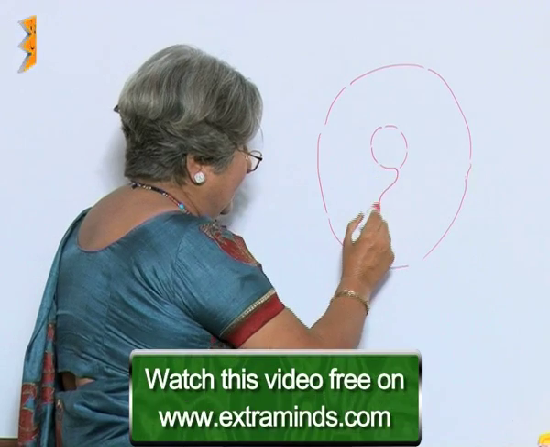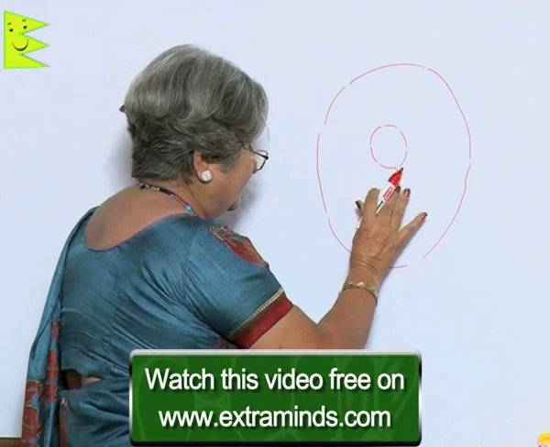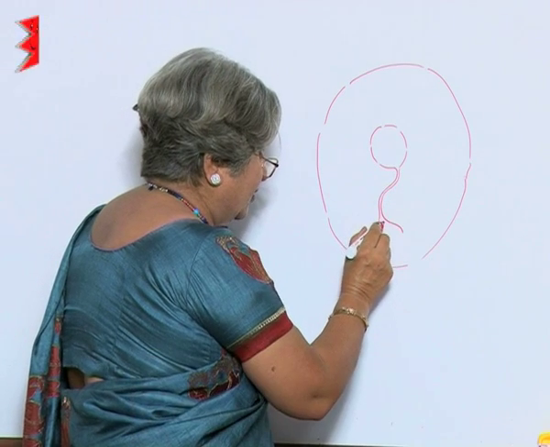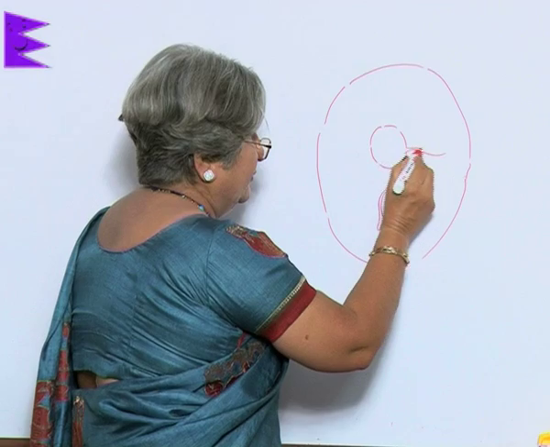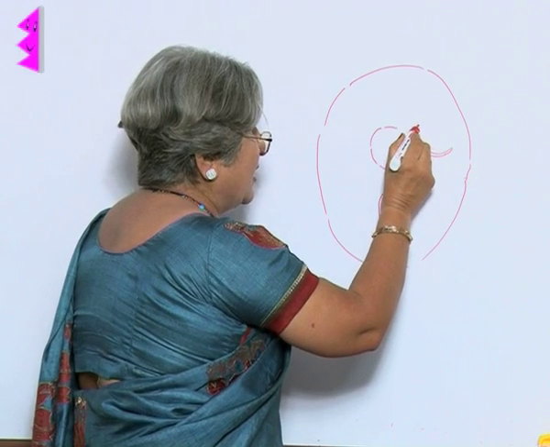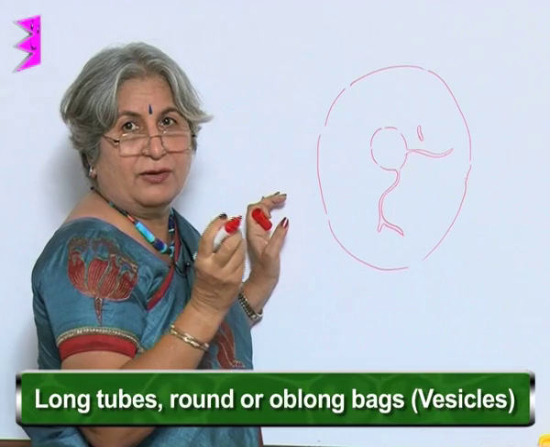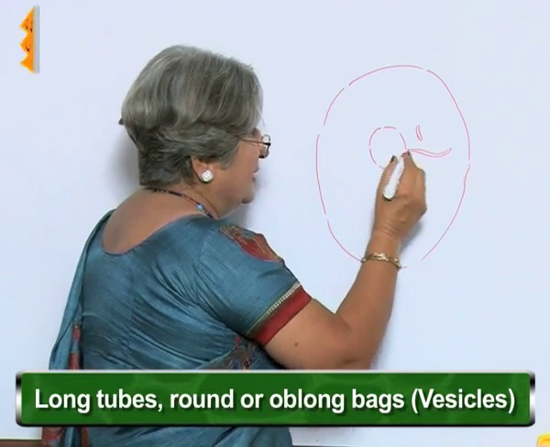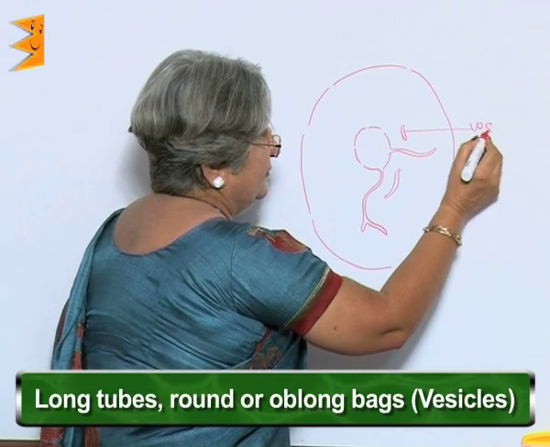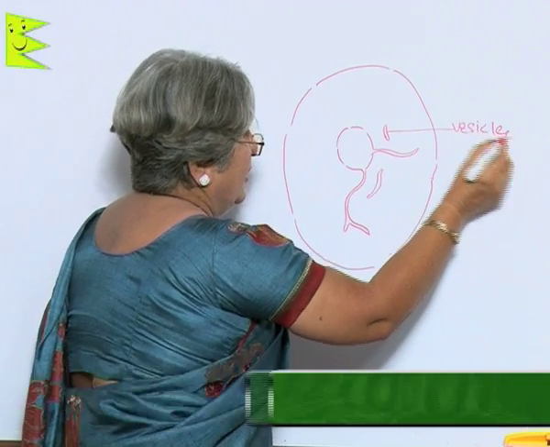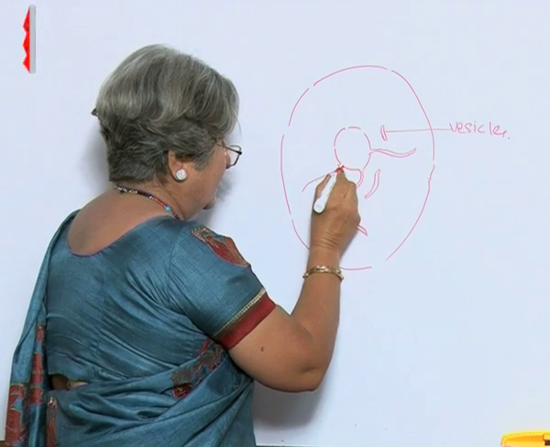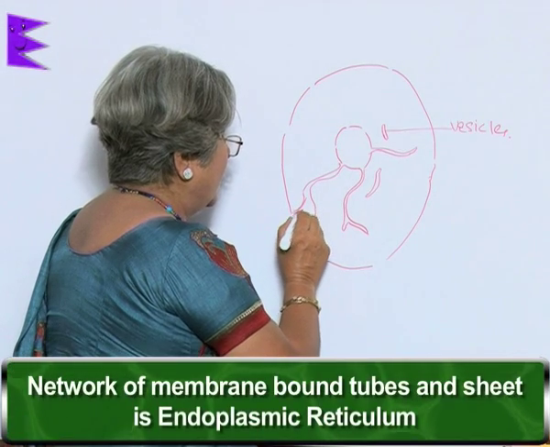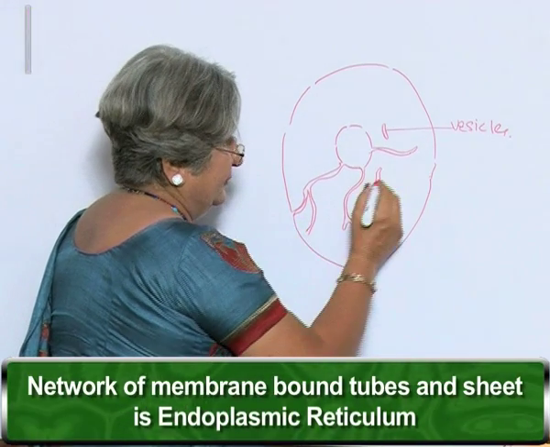In between we find there is a network of tubes which can even be branched. Sometimes there are some elongated or rounded or oblong structures also, which are called vesicles. Now what are these tube like structures? These are called endoplasmic reticulum.